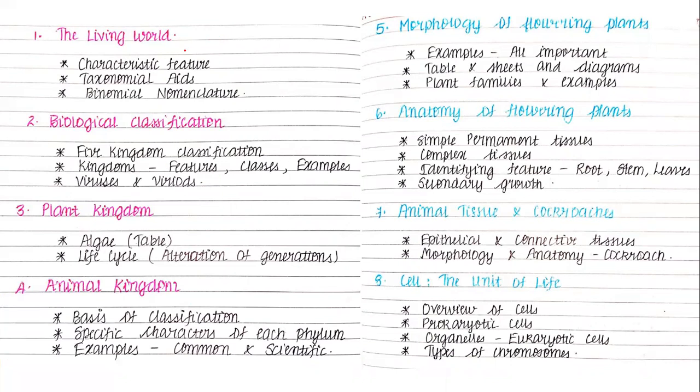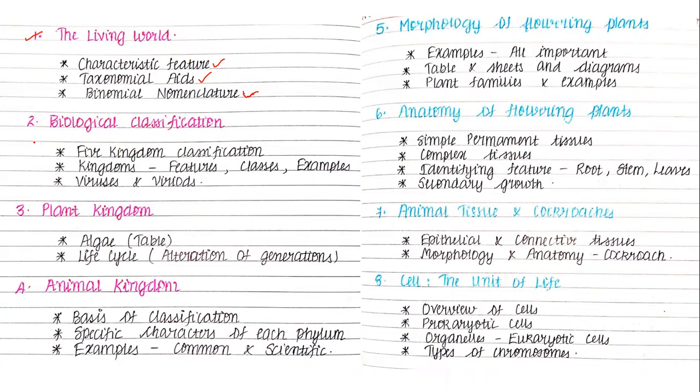From the chapter Living World, you have to study the characteristic features, the taxonomical aids and binomial nomenclature. That is characteristic features like kingdom, phylum, class, order, all those categories. You have to go with the binomial nomenclature part, which is several times repeated in previous year questions, and taxonomical aids. From this topic, you will definitely get one question for your NEET 2021. So chapter 1, Living World, is that much.